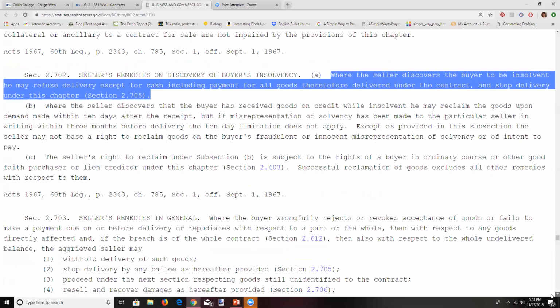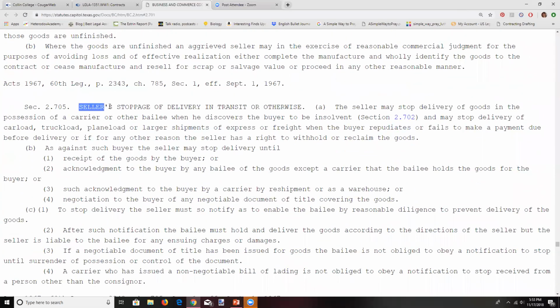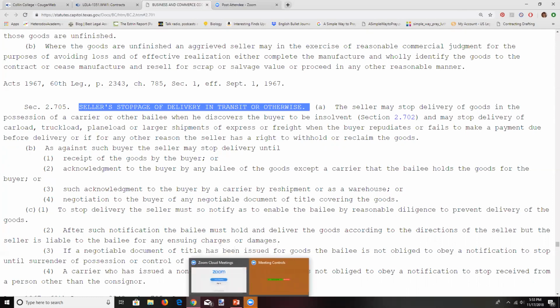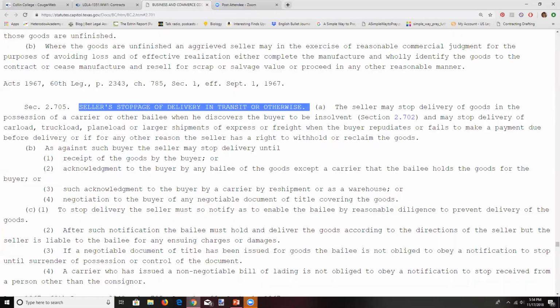We're going to scroll down to 705. Here we have seller's stoppage of delivery in transit or otherwise. Hopefully you're getting the sense that our UCC version is very, very similar to the version that we see in our textbook. Really, the language is, in most cases, going to be identical in those two. Let's consider this last one. Resell the goods in a commercially reasonable manner and then sue for the loss. So that's 706. I'm going to scroll down for this one a little bit farther.